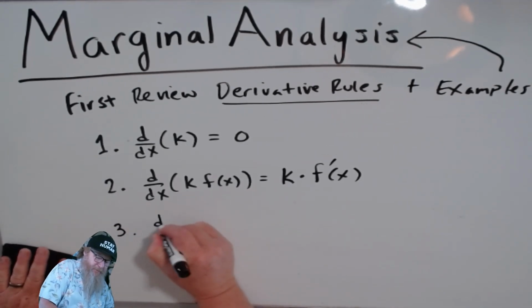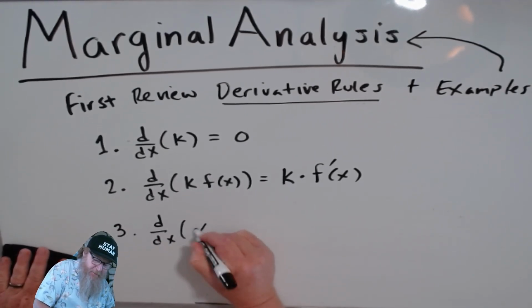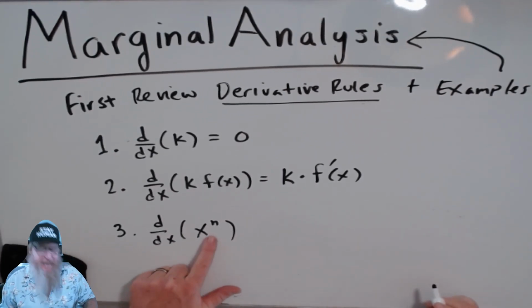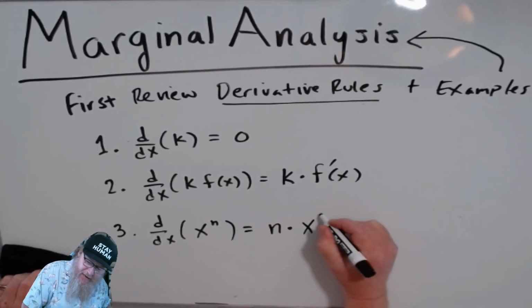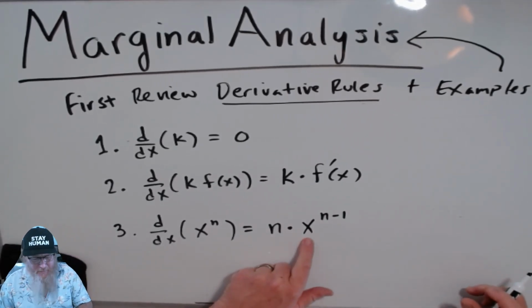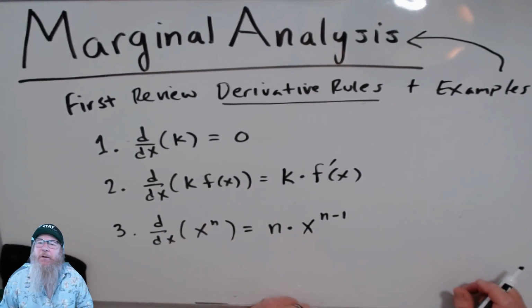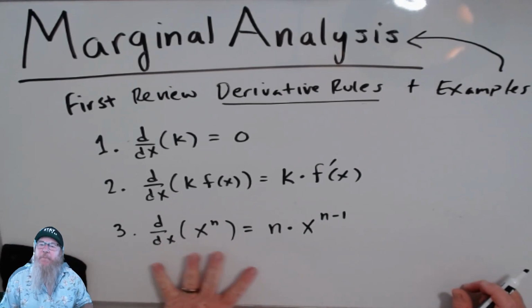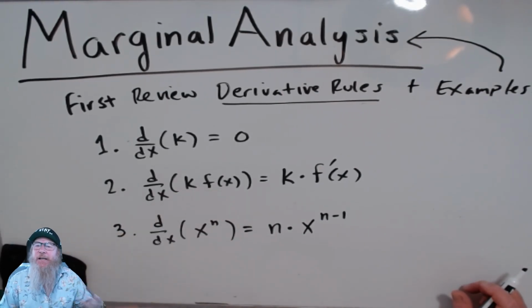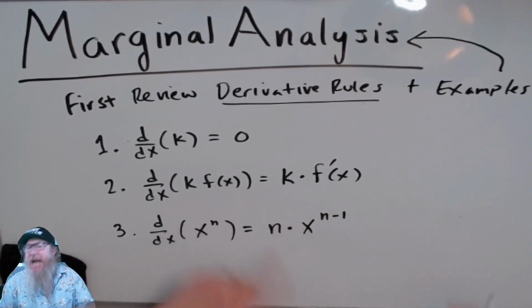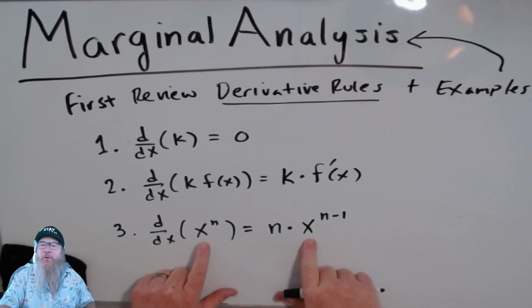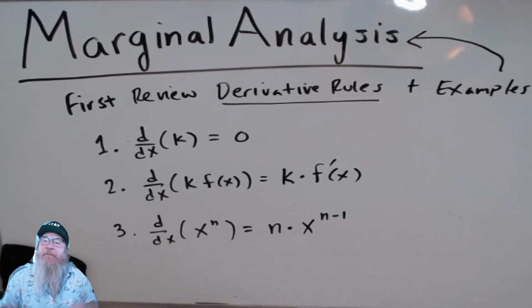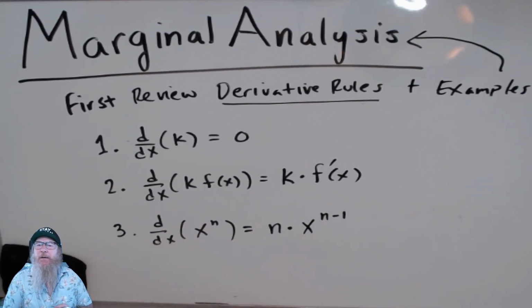The third rule, the derivative of a power function, x to the n, the nth power, is n times the same variable, x, raised to the n minus 1 power. That's probably one of the most common types of functions that we will see. So when I say f of x could be any function, we have lots of different types of functions. In this rule, x to the n power is one particular type of function called a power function. All right.